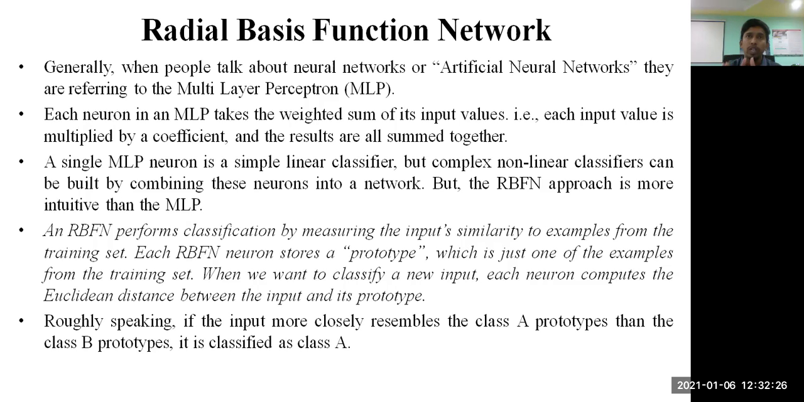Here you have two classes, class A and class B, and for the new input value, if it resembles class A, then the output will be given as class A. And if it resembles class B, then the output will be considered as class B. So the distance is a very important metric when you are considering your radial basis function.